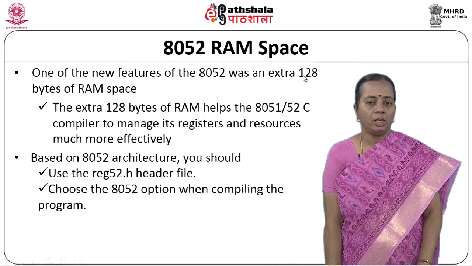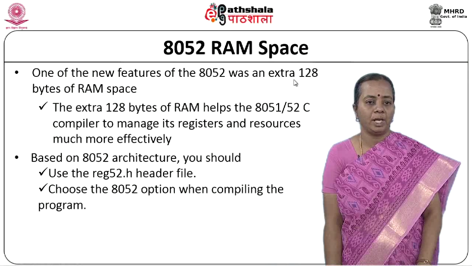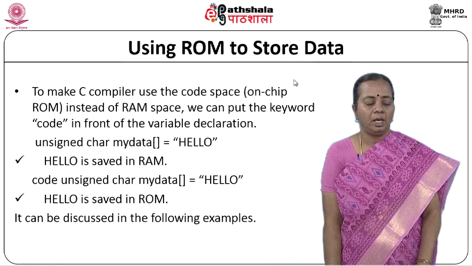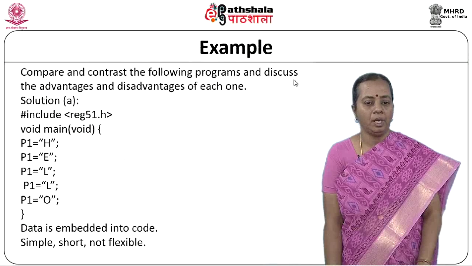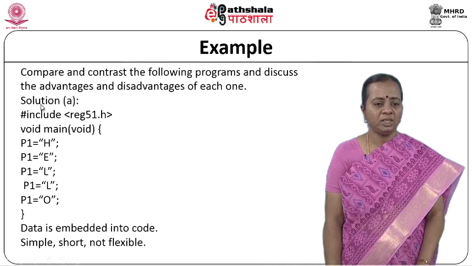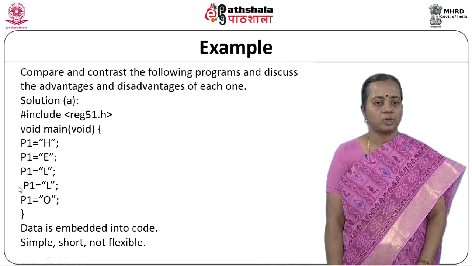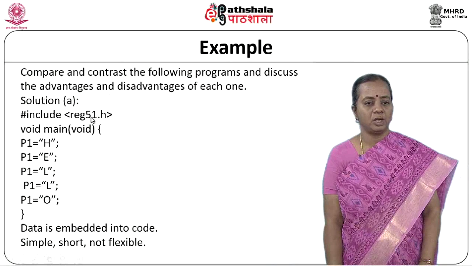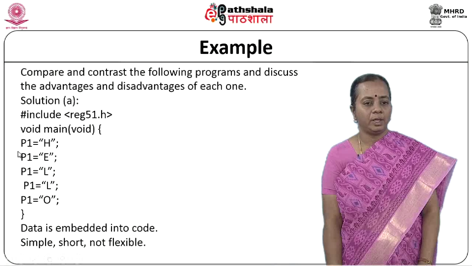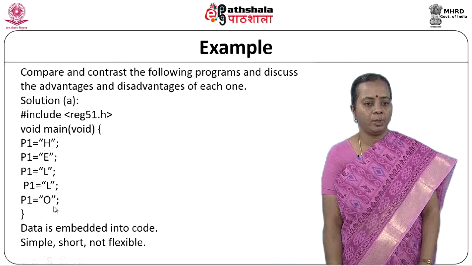In 8052, an extra 128 bytes is also given, so if I am using 8052, then I have to include this as my register header file, and this will take extra 128 bytes to store your data sets. Sometimes you can use read only memory also to store data, that is also possible. You just see that this is an example program where all your data is stored in your main memory itself. You just see that I have included reg51.h, P1 is equal to h, P1 is equal to e, P1 is equal to l, P1 is equal to l, P1 is equal to o.